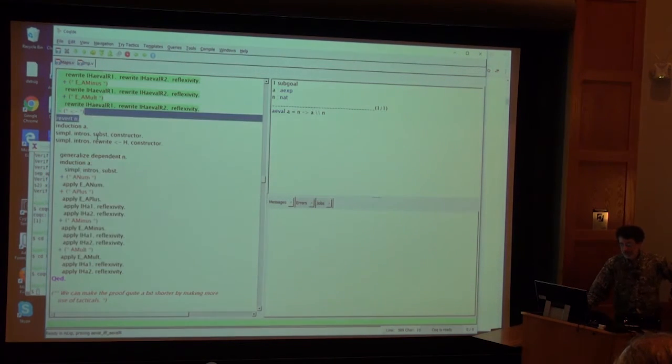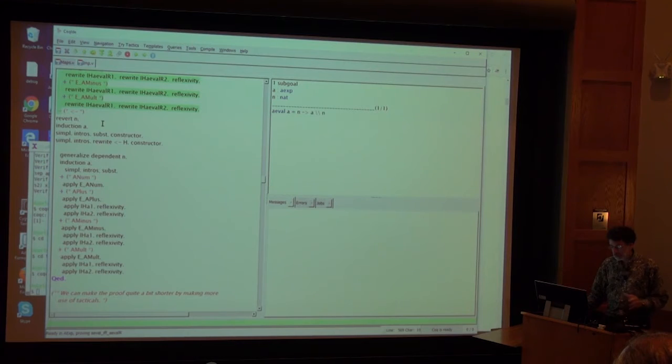One way to move things below the line is revert, but you can only revert n if there's nothing else above the line that depends on n. So you could revert n and h3, right? Generalized dependent n moves n below the line and drags with it all the hypotheses that depend on n. I prefer revert because I like to notice what hypotheses I'm dragging below the line, but you can do it either way.